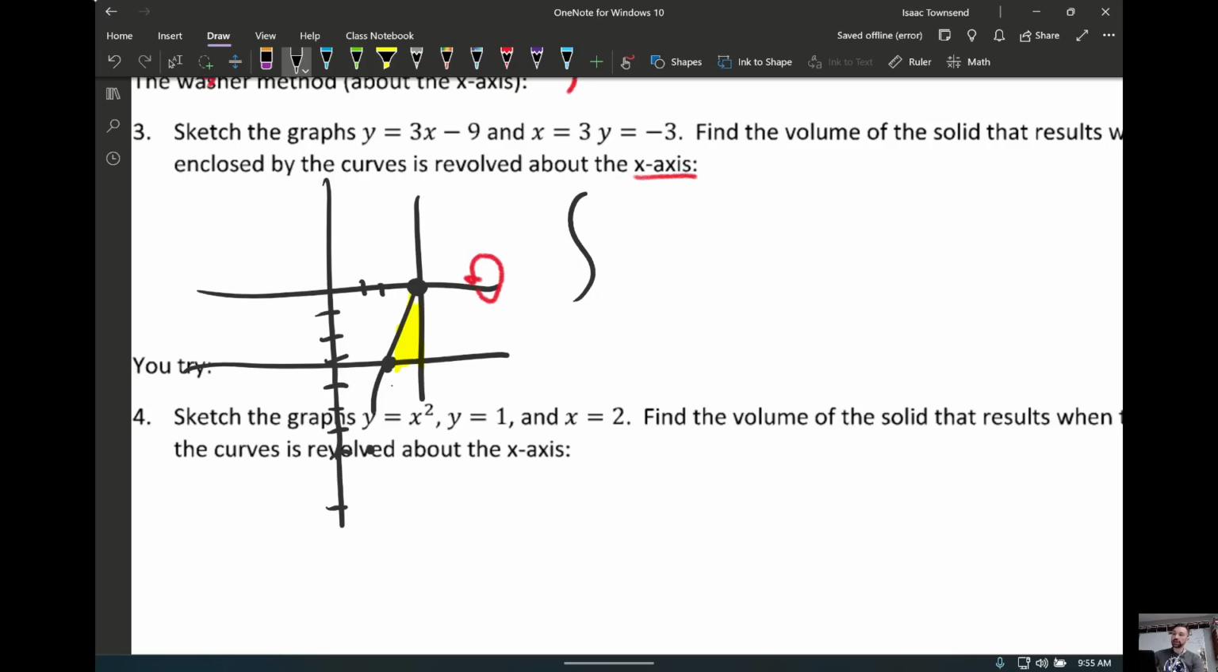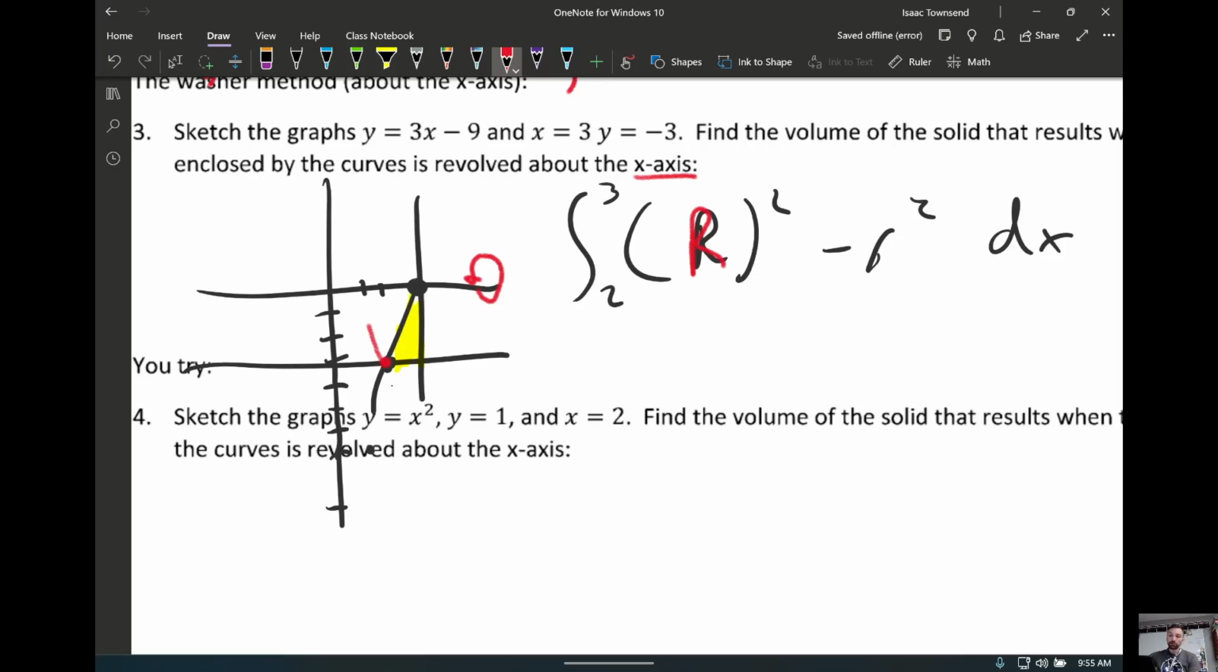So I'm going to integrate big R squared minus little r squared dx because we're going around the x-axis, from 2 to 3 because those are the x values we're interested in, and then the slow part. The big R is going to come from points rotated around that axis that are the furthest away from that axis. So all of these have a radius of 3. Big R in this question is just 3.